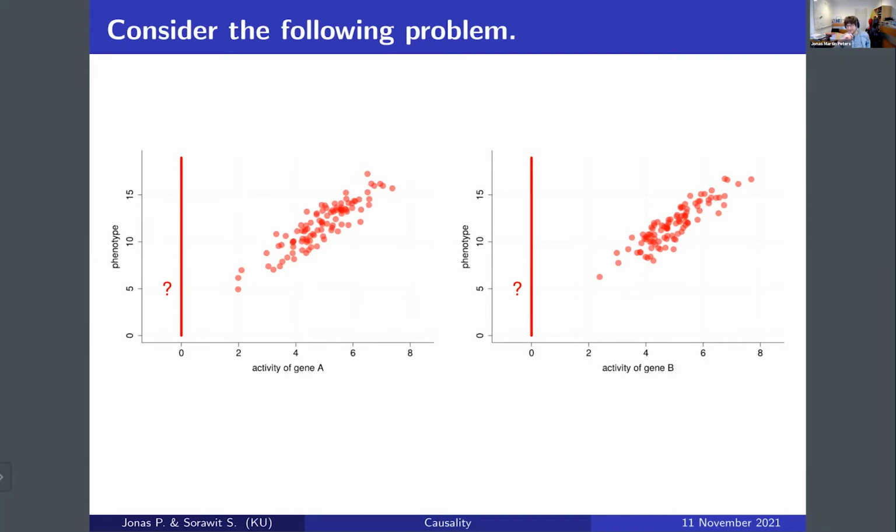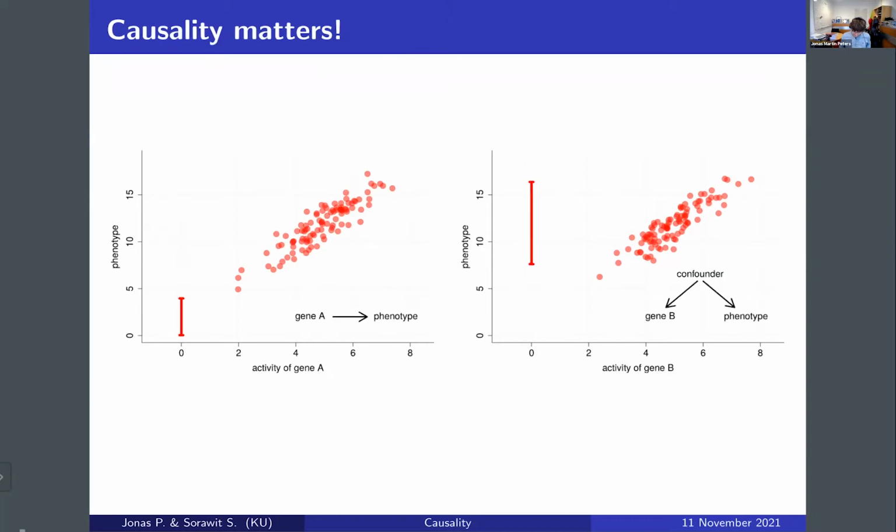And the answer to this question must depend on some causal structure. So why is this? Imagine that we have a scenario where the gene A is really causing the phenotype, and we will be more specific about this later.